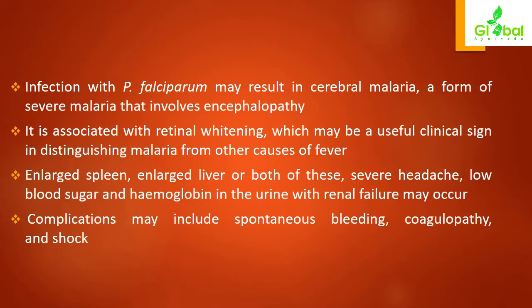It is associated with retinal whitening. The characteristic feature will be retinal whitening, which may be a useful clinical sign in distinguishing cerebral malaria from other causes of encephalopathy. So retinal whitening is a significant distinguishing feature. An enlarged spleen, enlarged liver, or both will be other distinguishing factors, along with severe headache, low blood sugar, and hemoglobin in the urine with renal failure, which may occur in some conditions. Complications may include spontaneous bleeding, coagulopathic disorders, and shock also.